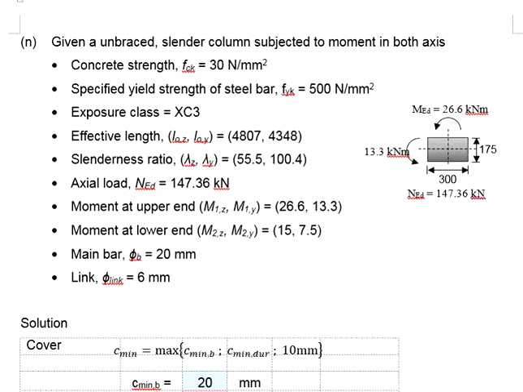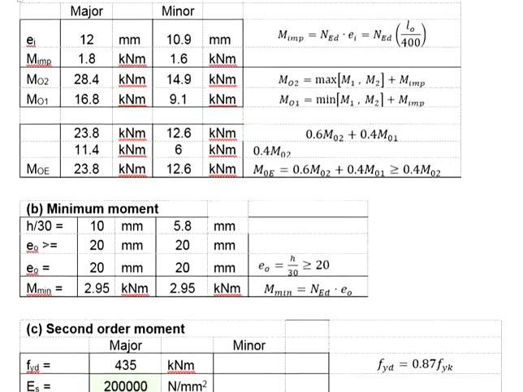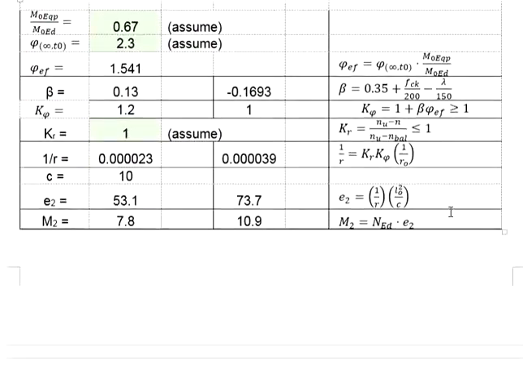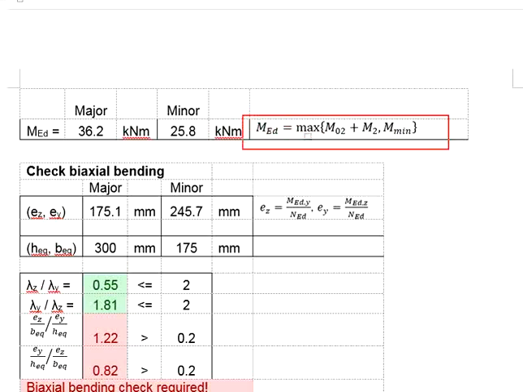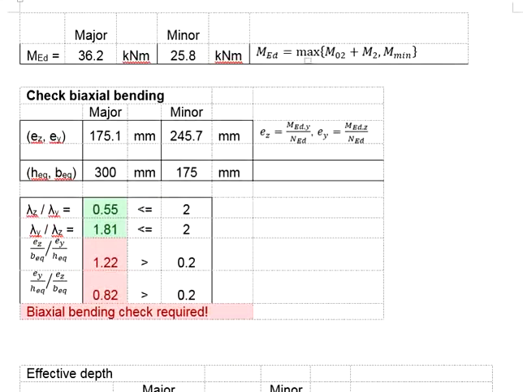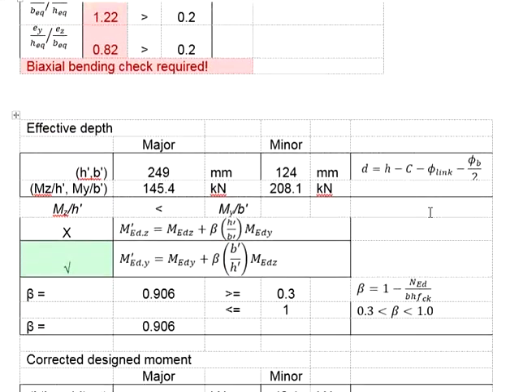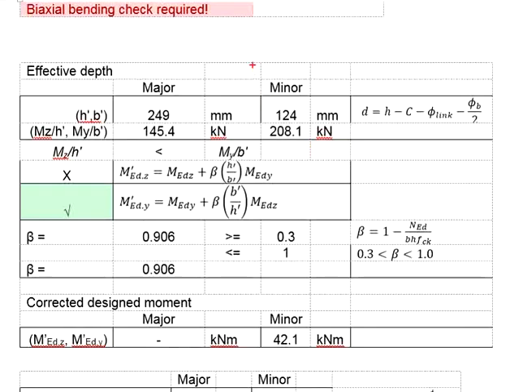Hi, let us proceed with our discussions. For the design example of an unbraced and slender column, which is subjected to moment in both axes, we have gone through a series of calculation steps, which we have determined the MED for both major and the minor axis based on the equations for the unbraced and slender column. We also found that we need to consider the biaxial bending, and therefore we have identified the minor axis to be more critical than the major axis.